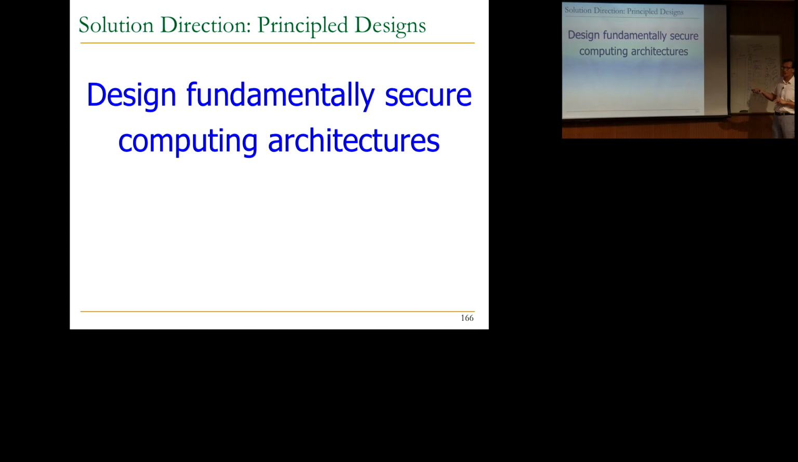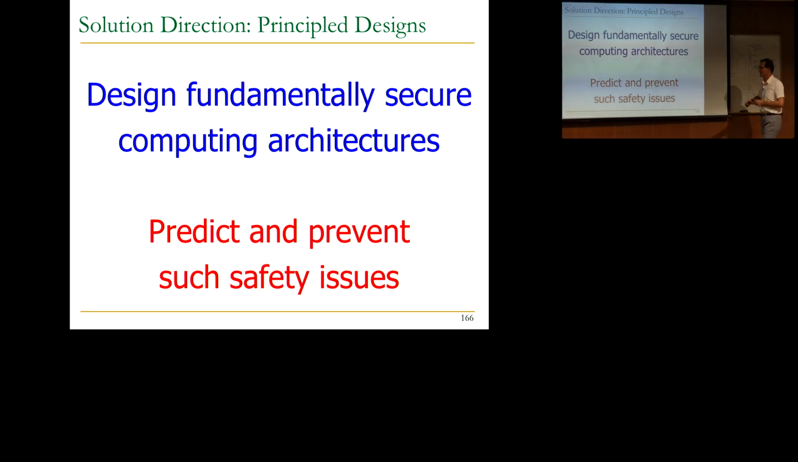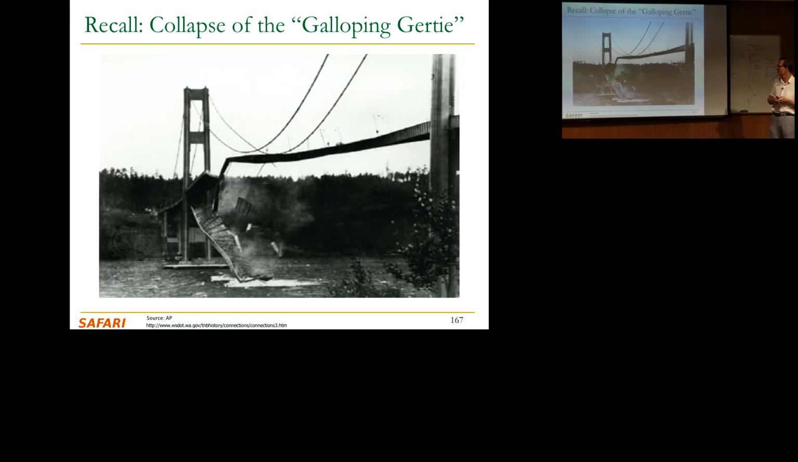Okay, so I think I will advocate principled designs to design fundamentally secure computing architectures. Now, what does that mean? I think it'd be good if we could somehow predict and prevent such issues. And as you can see, I'm using the word safety over here. I like replacing these things because I think with reliability issues, you have both your safety and security threatened in addition to your reliability.